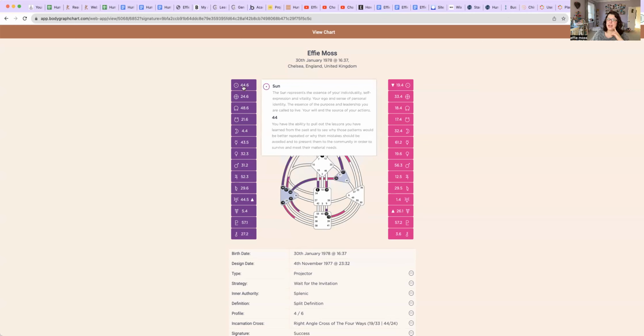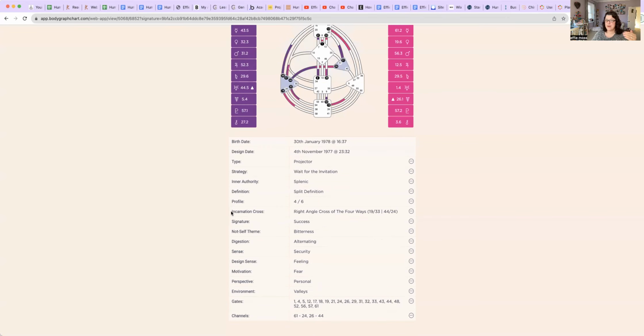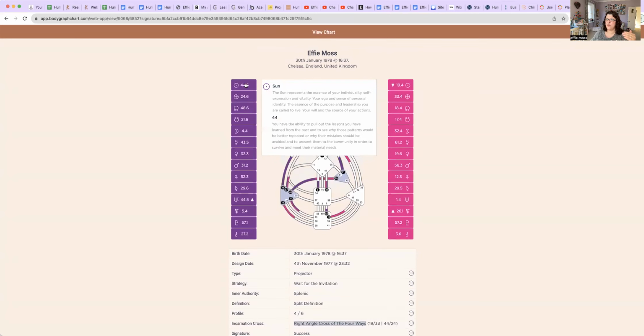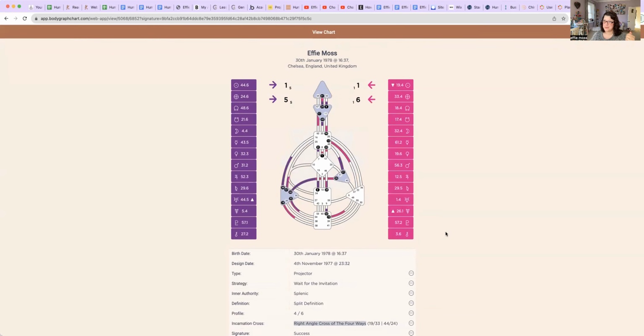So when you combine the 44, the 24, the 19 and the 33, these will create your purpose. And if I just scroll down here, you can see it says incarnation cross, right angle cross of the 4 ways, 1933, 44, 24. So 1933, 44, 24 make up my incarnation cross. My incarnation cross relates to my purpose. And if you look at any of my videos I recorded, especially recently, you'll hear me say that your purpose isn't something necessarily that you do. It's who you show up as when you're doing something that you love. And the things that I love are all within my human design chart.